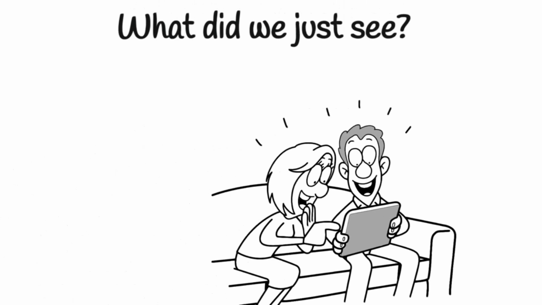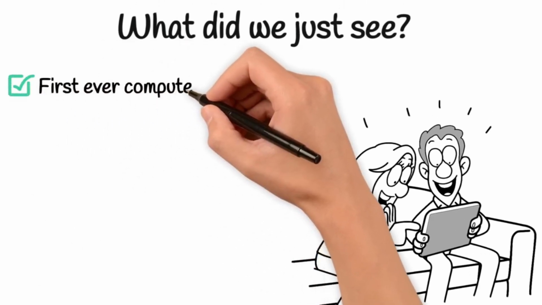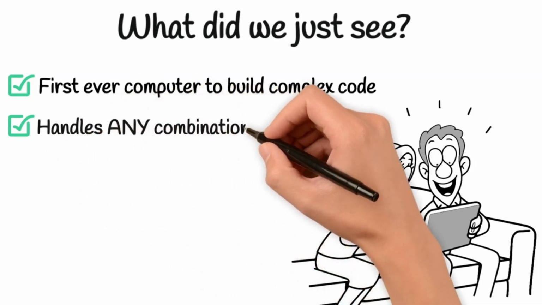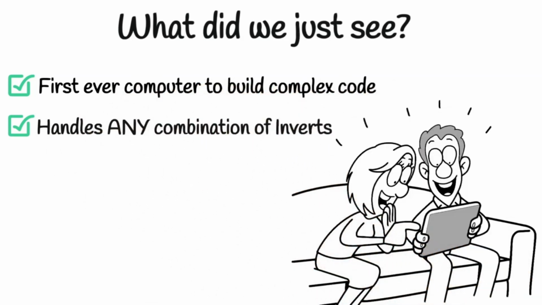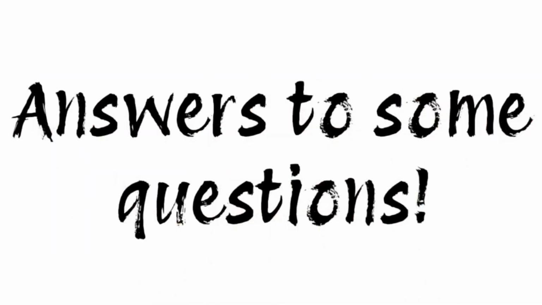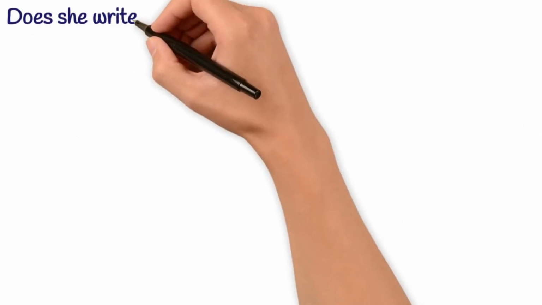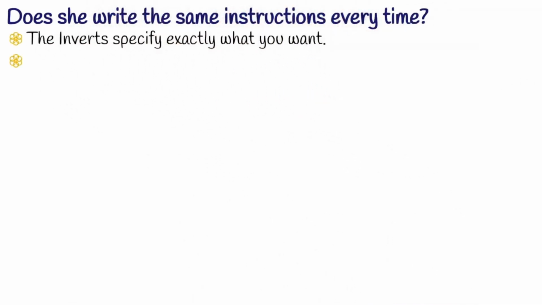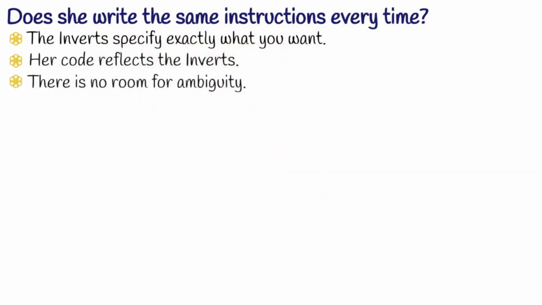We've just seen the first ever computer to build complex code quickly and accurately. We've seen this for a variety of different invert structures across a number of technical domains. We've tested the actuator's ability to build software using any of the 1100 inverts in any combination, no matter how large or complex. I'm sure by now you have some burning questions. Does she write the same instructions every time? Yes, the inverts specify exactly what you want, and her code represents exactly what the inverts are specifying. There's no room for ambiguity.